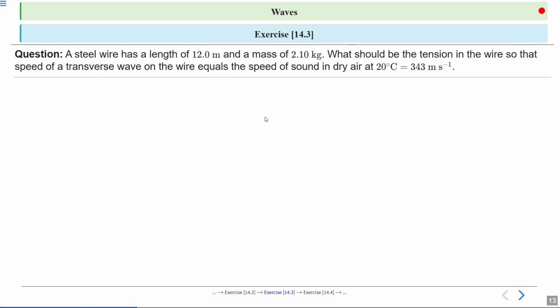A steel wire has a length of 12.0 meter and a mass of 2.10 kg. What should be the tension in the wire so that the speed of a transverse wave on the wire equals the speed of sound in dry air at 20 degrees Celsius, which is equal to 343 meter per second? Alright.